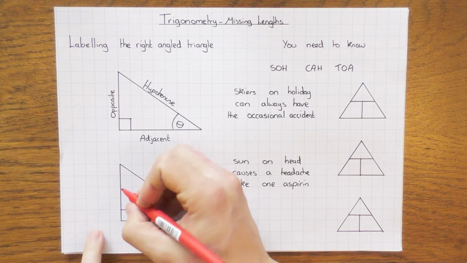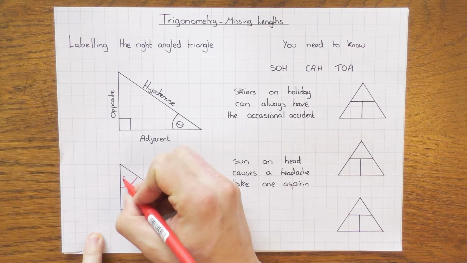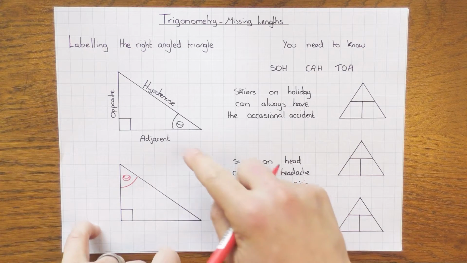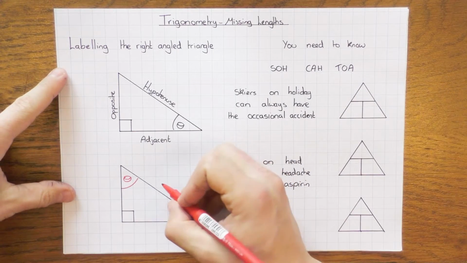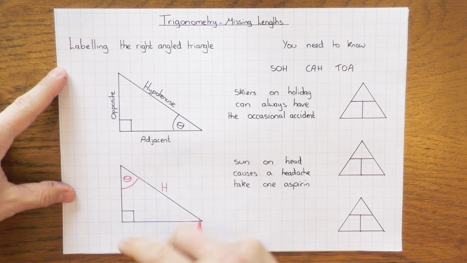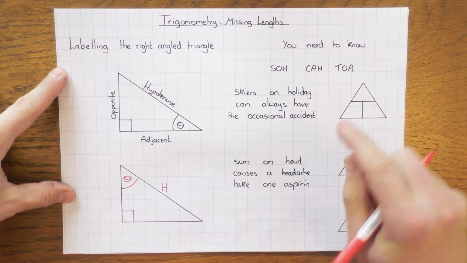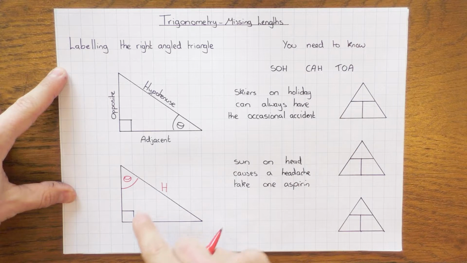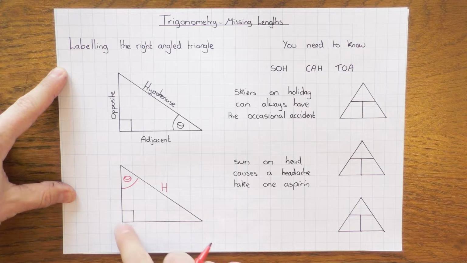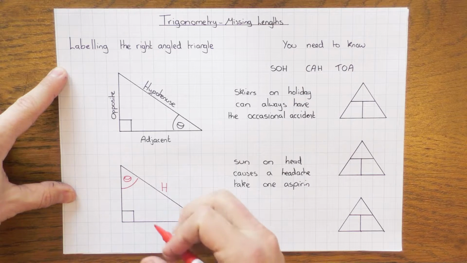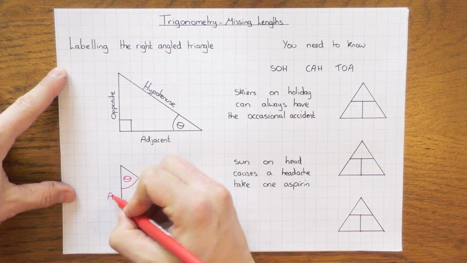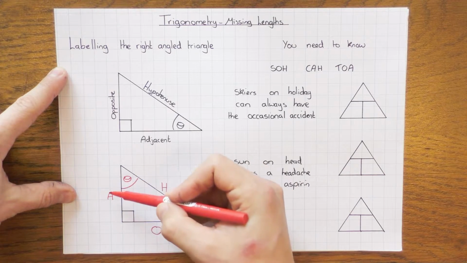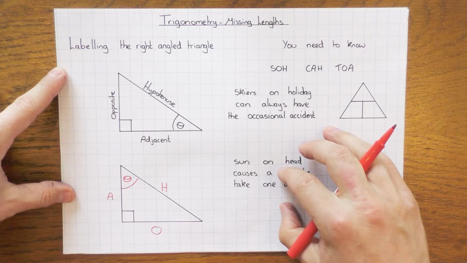So what if you're given this angle? I'm just going to move theta from there to there. What happens when it comes to labeling the triangle? Well, the hypotenuse is still the hypotenuse, it's still the longest side, and it's still opposite the right angle. However, the opposite side is now this one. This side here is opposite the angle, and this side here is the adjacent because it's next to that angle, or it's in between the two angles. So that's how you label the right angle triangle ready for trigonometry.